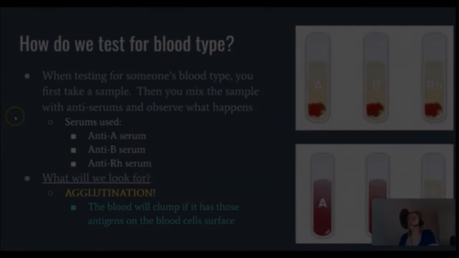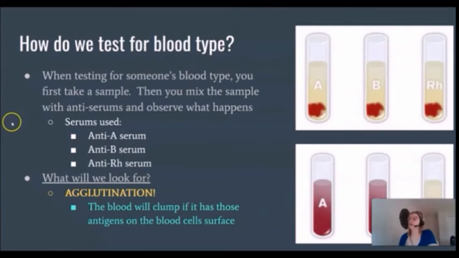And then the last thing that I want to go over is how we test for blood type. So first, when testing for someone's blood type, you take a sample. Then you mix the sample with anti-serums and observe what happens. Now, if we were in the classroom like I had hoped, it wouldn't be real blood, it'd be fake blood, and we'd be doing this ourselves in a petri dish and all of that kind of stuff. But we're going to be doing it virtually through this experience.